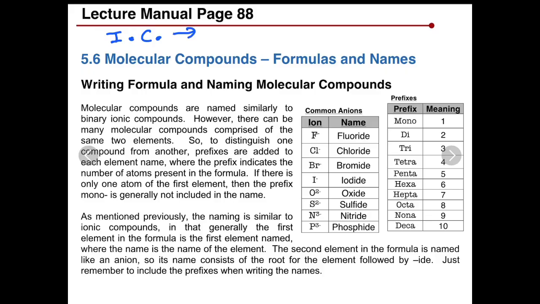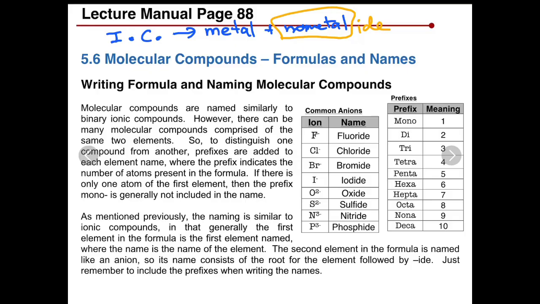So pretty much this one relies on you having a metal, right? And you are going to read the name of the metal followed by the non-metal. And you are going to change the ending of the non-metal to "ide," right? So that's the general rule. There are more details about ionic compounds in the previous lecture video. Please review that if you don't remember.